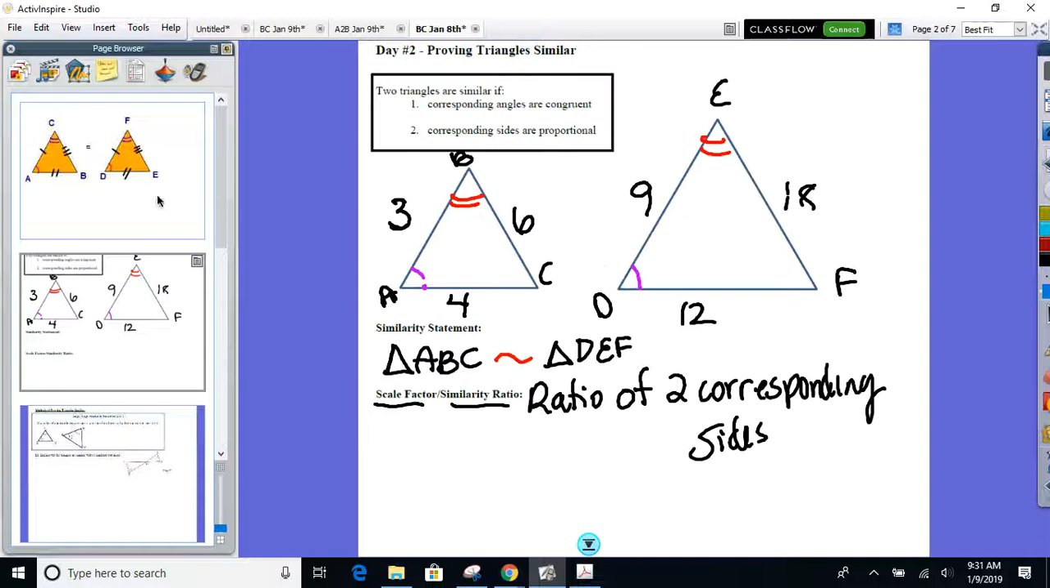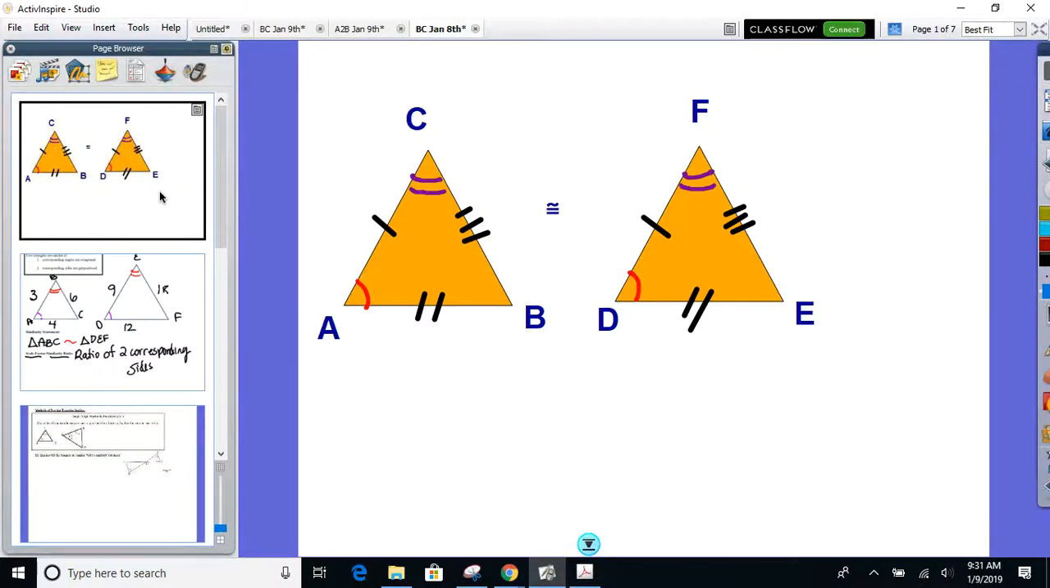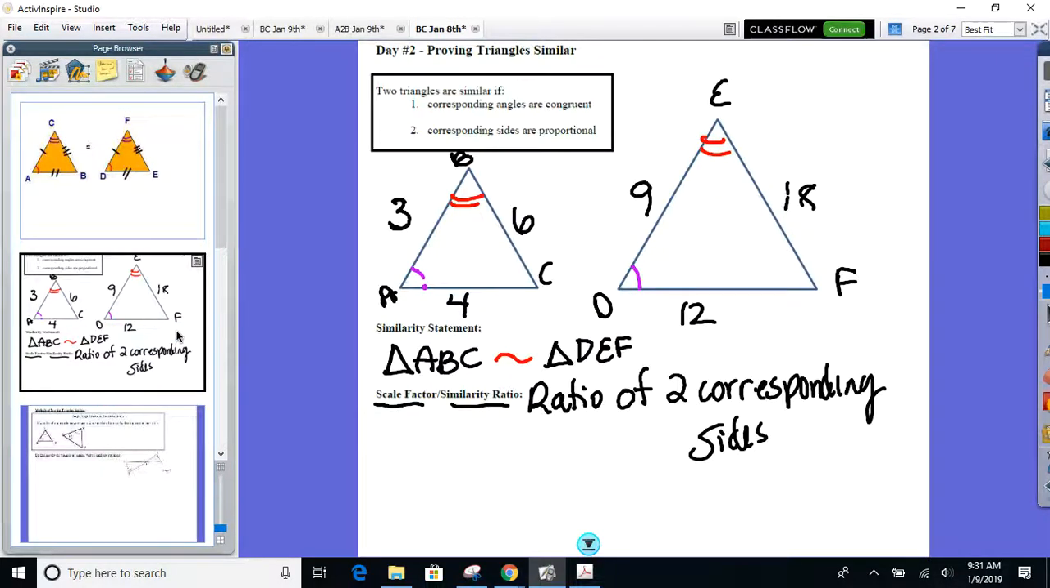Quick midterm review. How many ways were there to prove triangles congruent? Nice. You got that quick. 5. Well, I'm going to make it easier for you. Only 3 ways to prove triangles similar. Only 3.